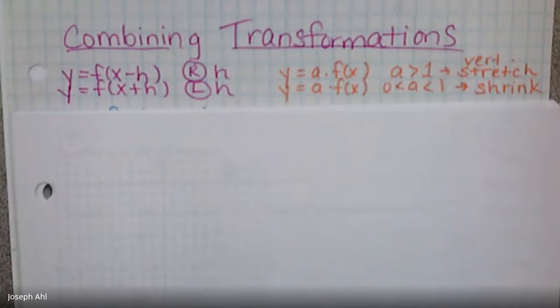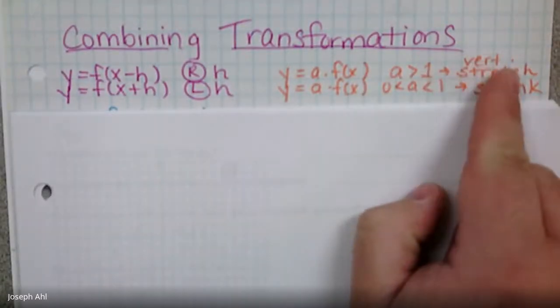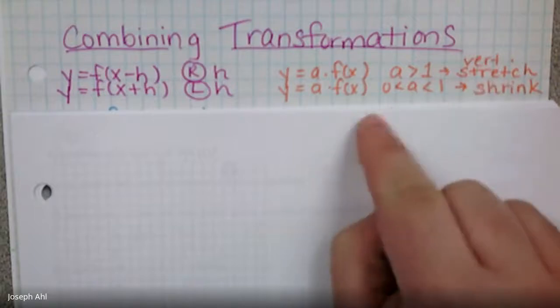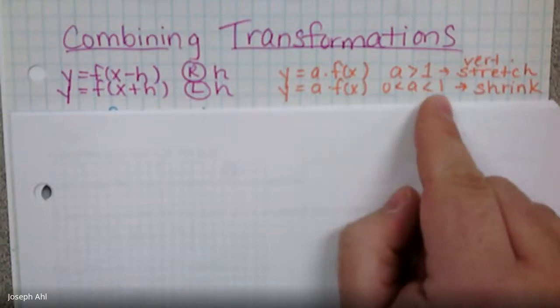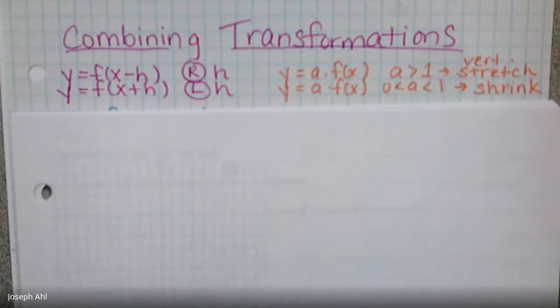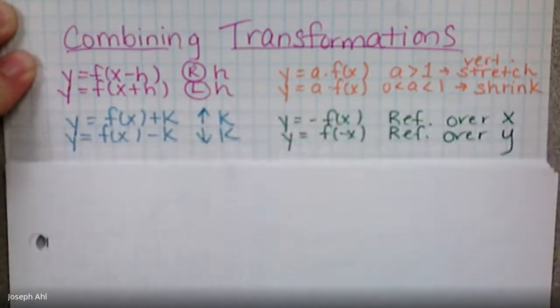Taking a look at a times f of x. If we're multiplying by a scale factor on the outside, if the scale factor is bigger than 1, we have a vertical dilation, and this would stretch the graph. If the number that we multiply is between 0 and 1, according to our prior lesson, that's going to shrink the graph vertically. Now, there is such thing as a horizontal stretch or shrink, but we're not going to look at that in this unit. It is something that you would have learned last year in Algebra 2.